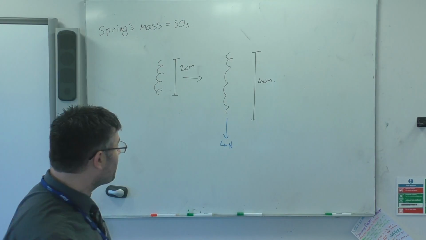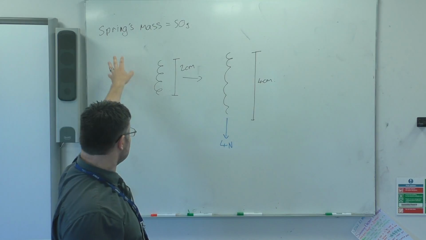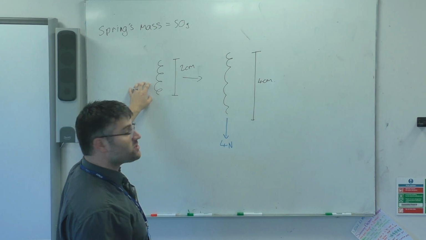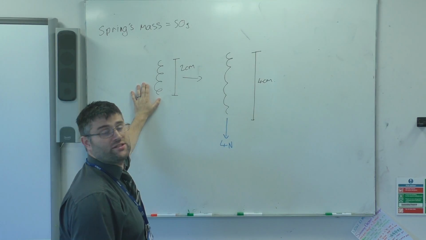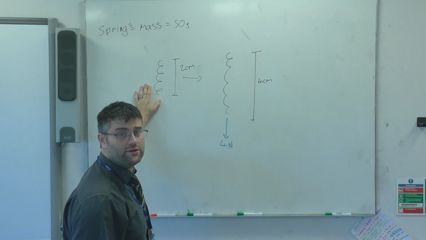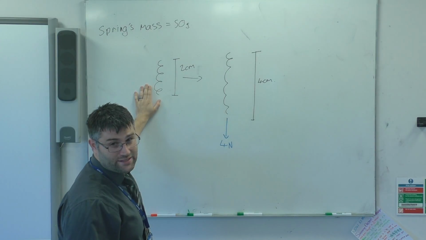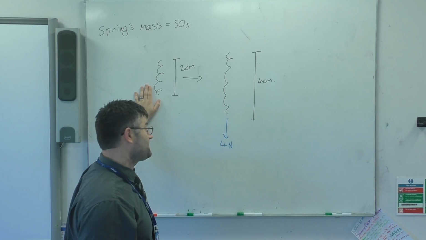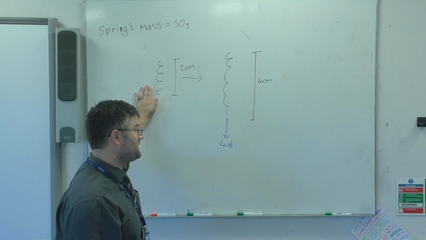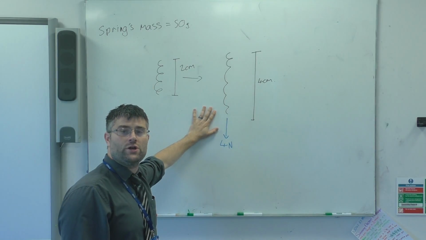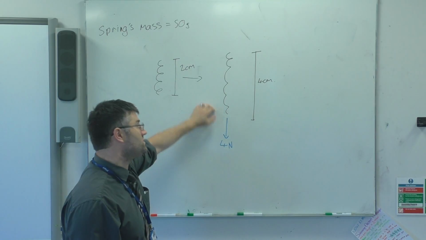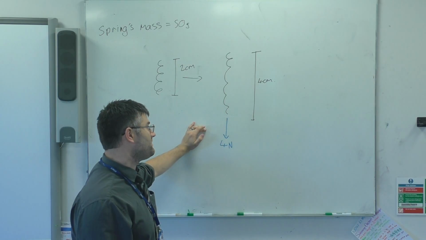So the situation that we've got here is a spring with a mass of 50 grams. Here's the spring unextended. Its original length is 2 centimeters. We've got no mass on it, okay? No forces acting on that spring, so it's unextended. So its original length is 2 centimeters. We then put a force on it of 4 newtons to extend it to 4 centimeters.